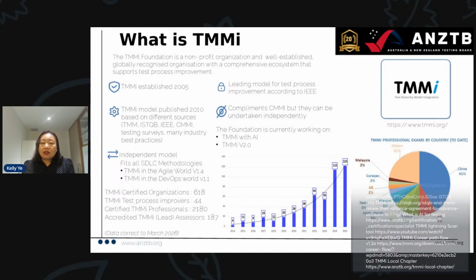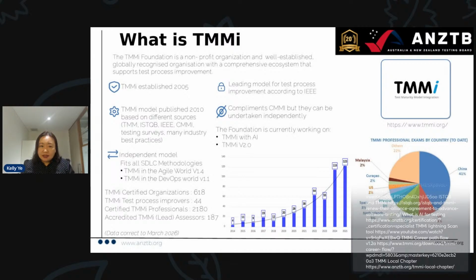The good thing is that the TMMi model was based on different sources. We also call these its good roots. The TMMi model draws on TMM, ISTQB, IEEE, CMM, testing surveys, and many industry best practices to build the TMMi framework.